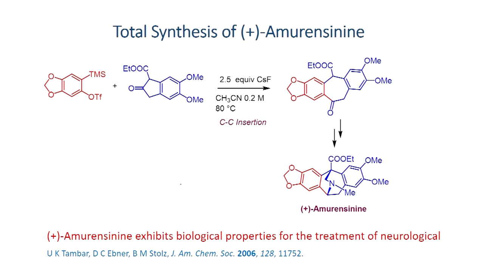The next example involves the reaction of this silyl ether having a triflate at the ortho position. When you use cesium fluoride, which can readily react with this substrate, you will be able to form benzyne. Once you form the benzyne, since this base can also deprotonate this acidic proton, you will be able to form the enolate.